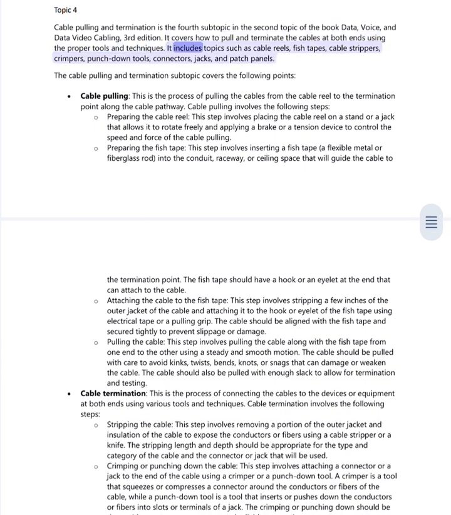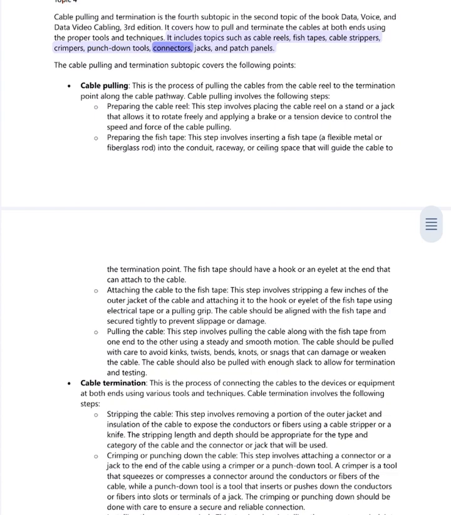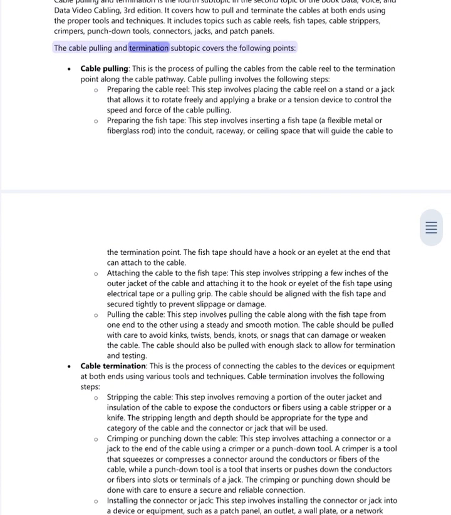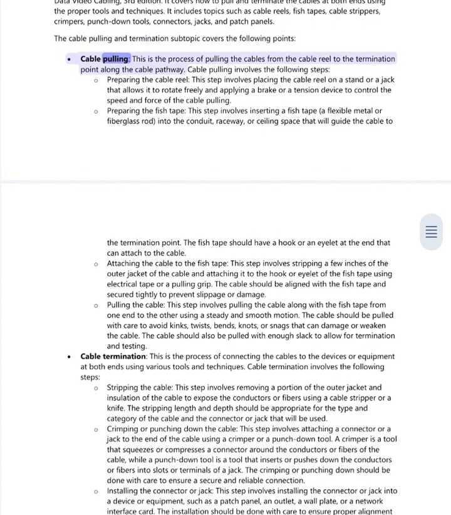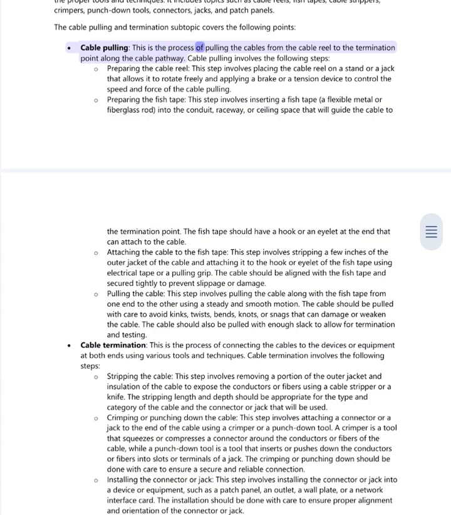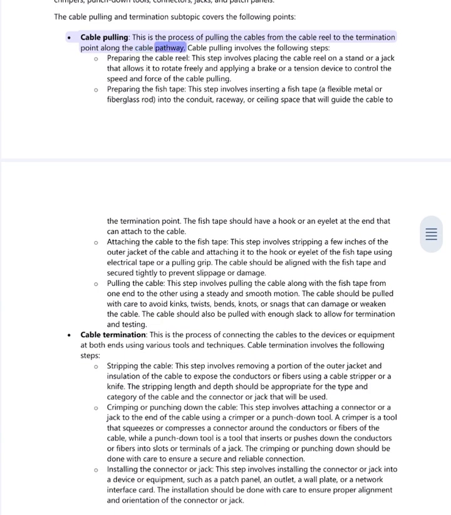It includes topics such as cable reels, fish tapes, cable strippers, crimpers, punch-down tools, connectors, jacks, and patch panels. The cable pulling and termination subtopic covers the following points. Cable pulling. This is the process of pulling the cables from the cable reel to the termination point along the cable pathway. Cable pulling involves the following steps.